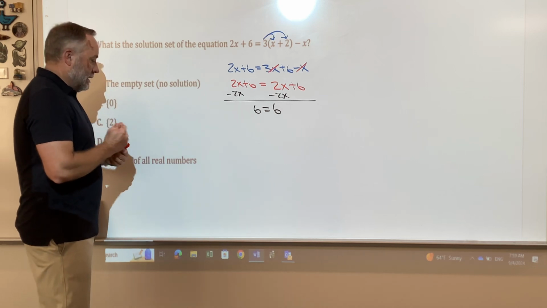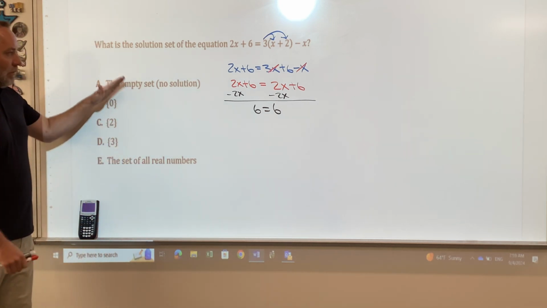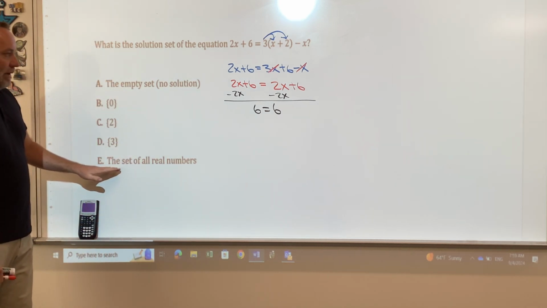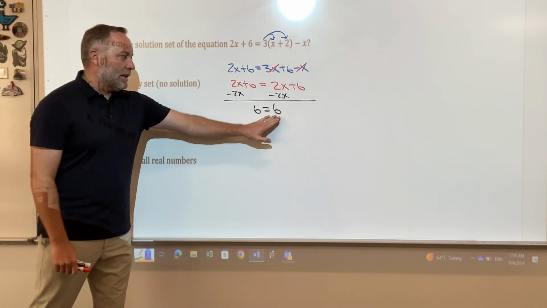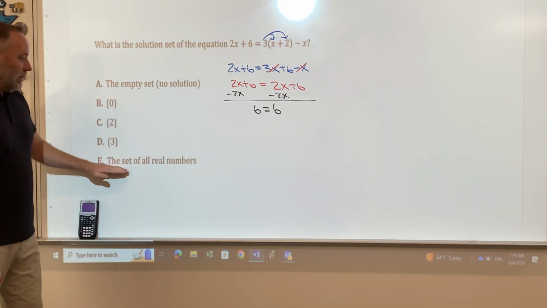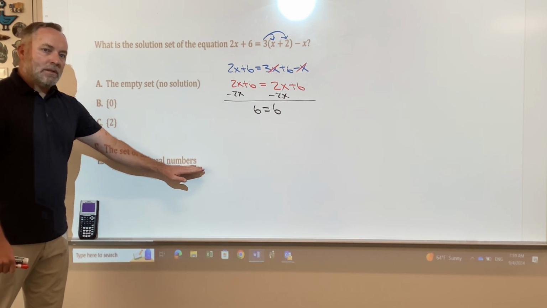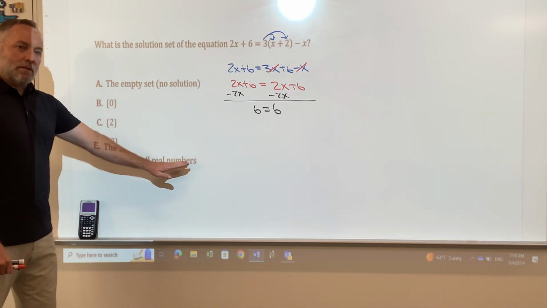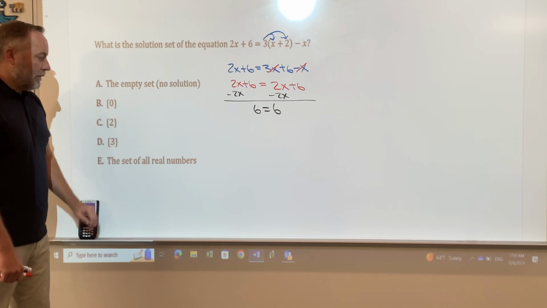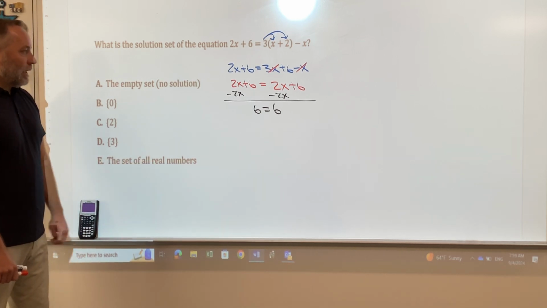6 is 6, and that's another reason why if the left side equals the right side, or if you just have the value set equal to itself, that's going to be the set of all real numbers. Sometimes that's said infinite solutions, meaning no matter what we put in for x, it's going to be the same. All right?